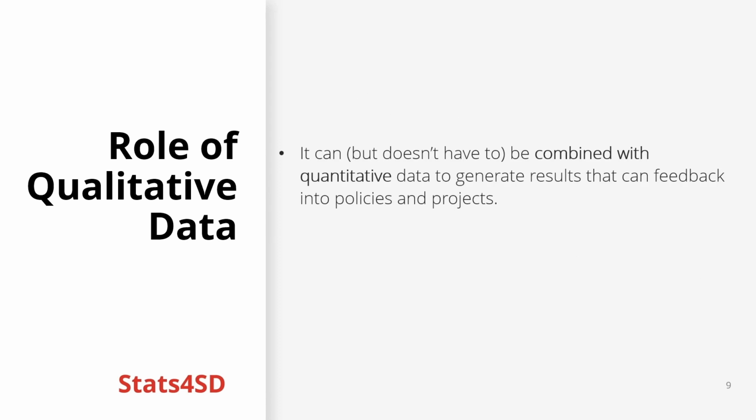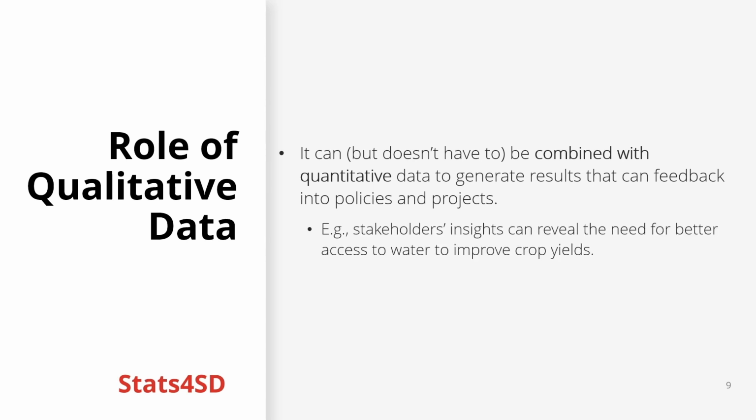Qualitative data can produce lessons that can constructively inform policymaking or project design and implementation. If relevant, it can, but doesn't have to, also be combined with quantitative data. An example of the role played by qualitative data can be found in the lessons learned from the insights shared by various stakeholders, for instance, farmers and local NGOs, in a context that can reveal the need for better access to water in order to improve crop yields.